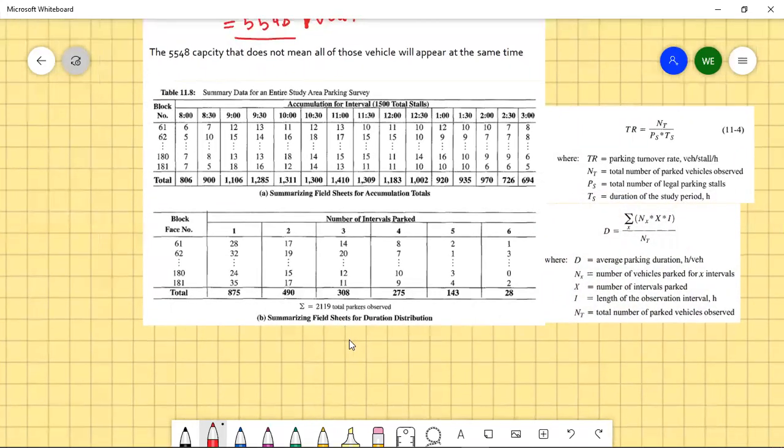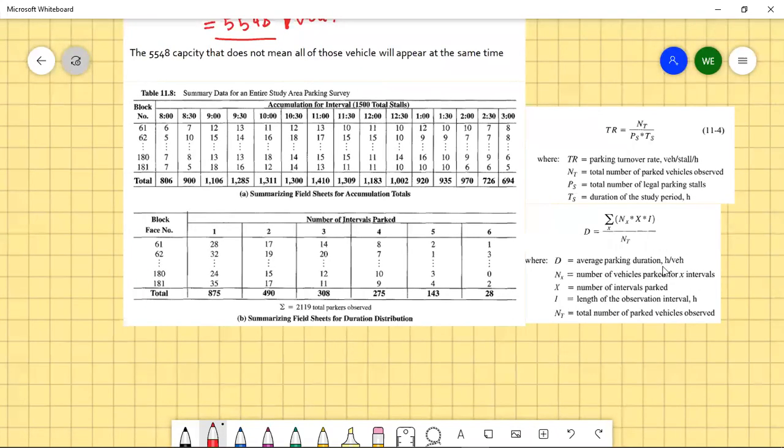What we want to calculate is the average parking duration. What is the average parking duration here? D equals the summation of nx multiplied by x multiplied by I. Here we have 875 for one interval only, so this is multiplied by 1, multiplied by the size of the interval, which is 30 minutes. Plus 490 multiplied by 2. I think we're going to take the 30 as a common factor and multiply all by 30 at the end. So here it's 3 multiplied by 308 plus 275 multiplied by 4 plus 143 multiplied by 5 plus 28 multiplied by 6, and all multiplied by 30.